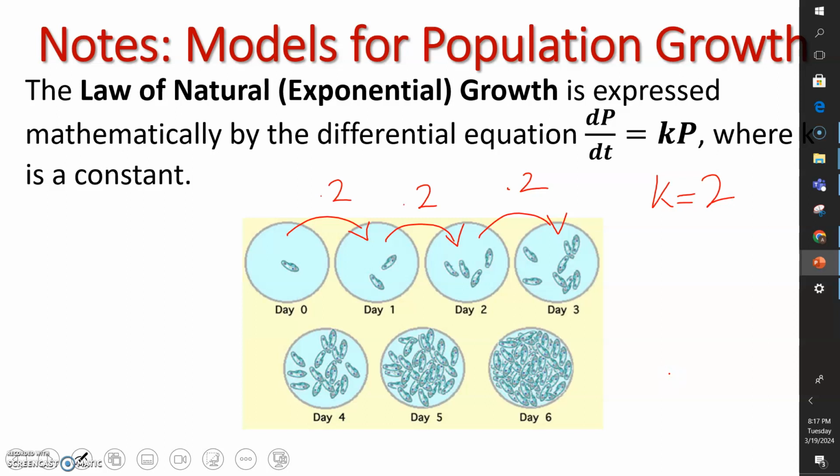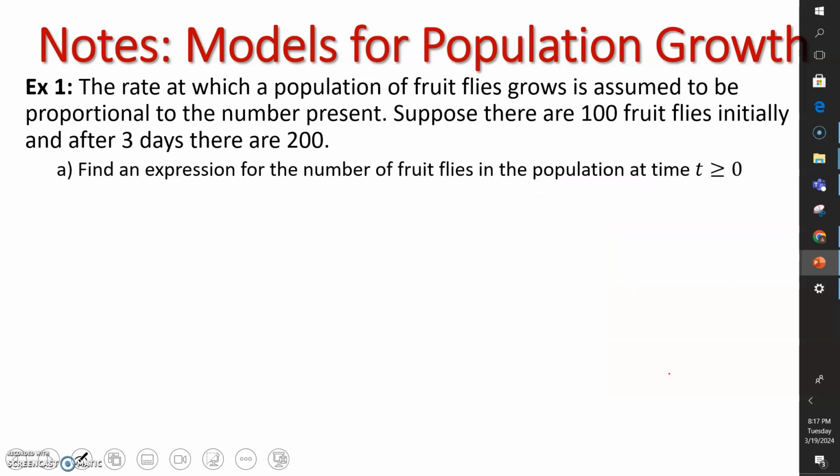Okay, now we're going to be using this model to help us solve some differential equations. Example 1. The rate at which a population of fruit flies grows is assumed to be proportional to the number present. Suppose there are 100 fruit flies initially, and after 3 days there are 200. Find an expression for the number of fruit flies in the population at time t greater than or equal to 0.